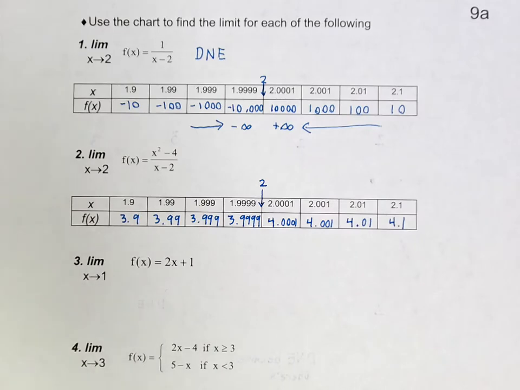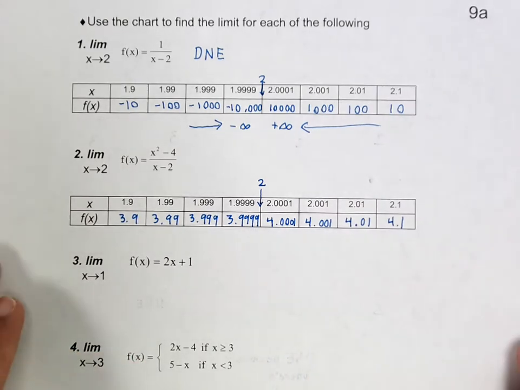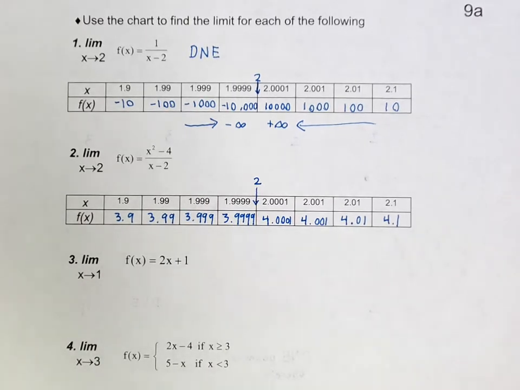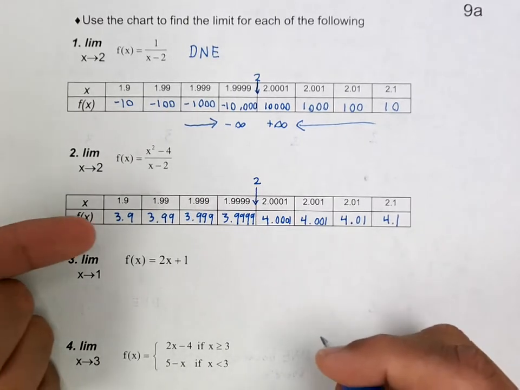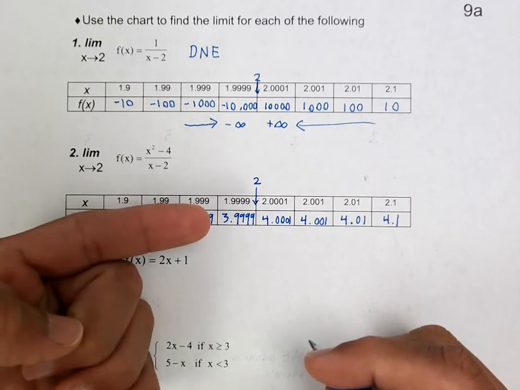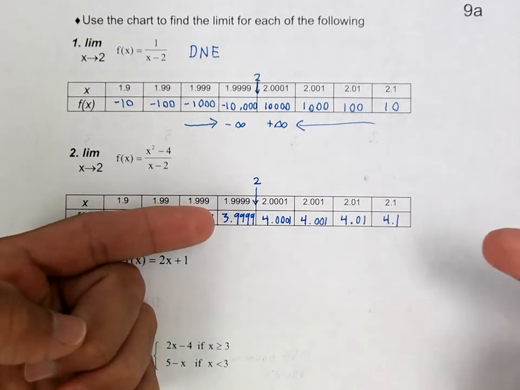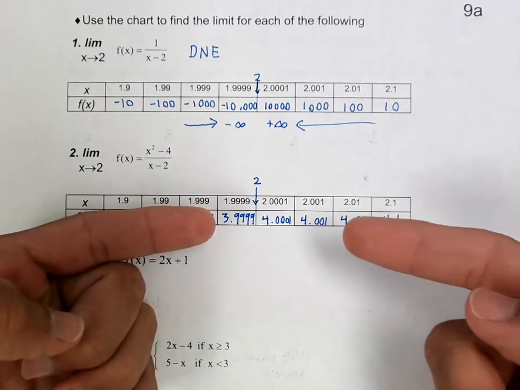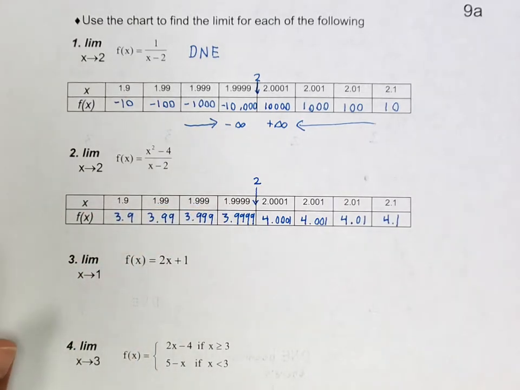Okay, so if you only had this graph, you can see you're not really looking at the graph at all. What value am I approaching from the left? 3.99999. And what value am I approaching from the right? 4.0001. And you can do a few more if you want to.